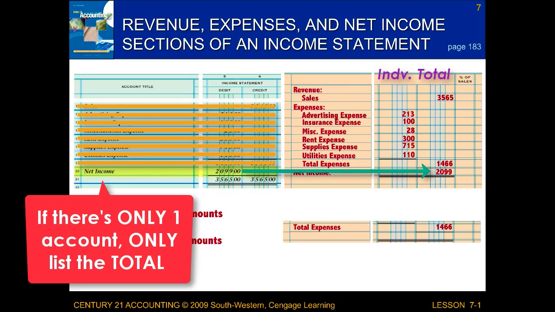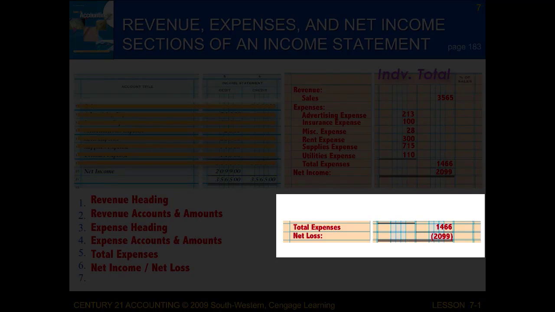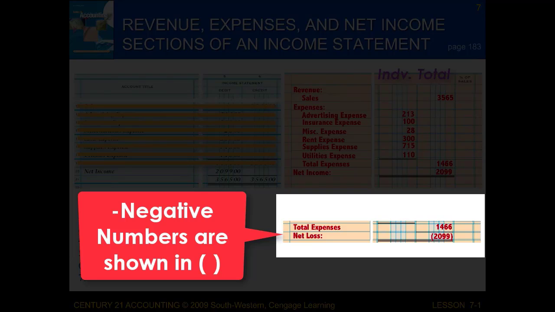If I had had a net loss, it would look the same. I'm just going to show you down here. I would write net loss because that's what I had. And again, I would take that number, whatever my net loss was, and it's a total, so I'd put it in the right-hand column, except this time I would put it in parentheses because in accounting, negative numbers are shown in parentheses. So it's still placed in the same exact spot as it would be if it was an income. The only difference is I would put it in parentheses and I would use the word loss instead of income.